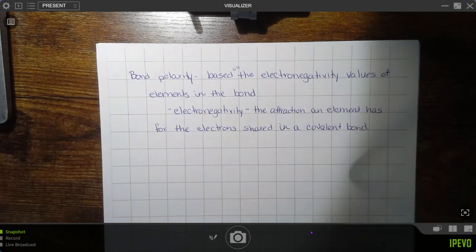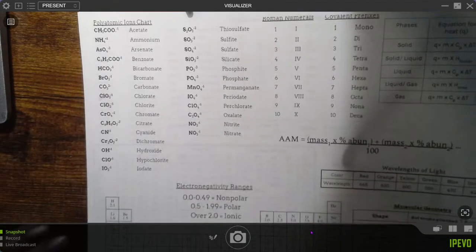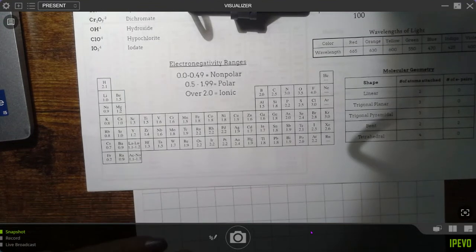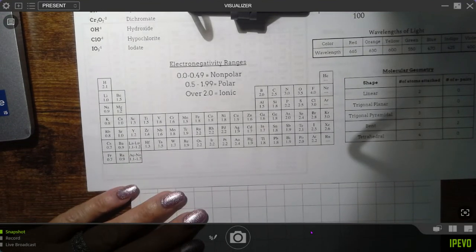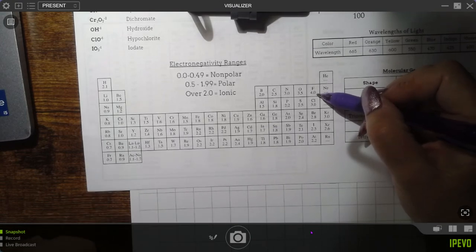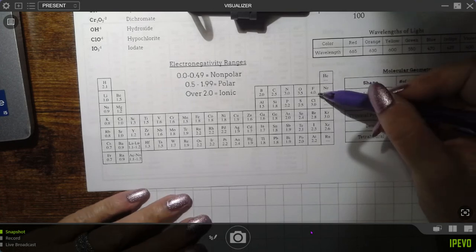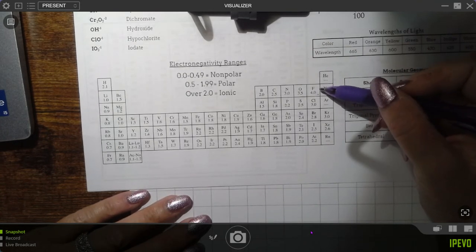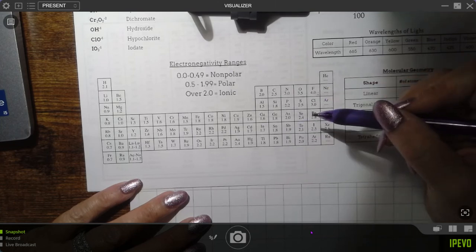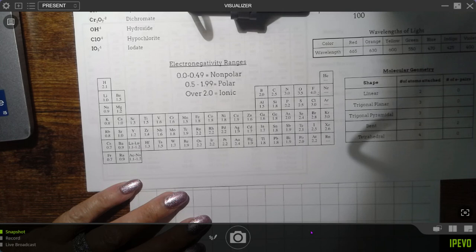Okay, so on the back of your periodic table, there is a list of the elements and their electronegativity values. If you look at this list, fluorine has the highest electronegativity value of all of the elements on the periodic table, which means that no matter what bond fluorine is in, the electrons in that bond are going to be more attracted towards the fluorine atom and less attracted towards the other atom in the bond.